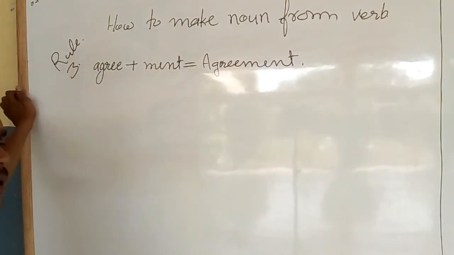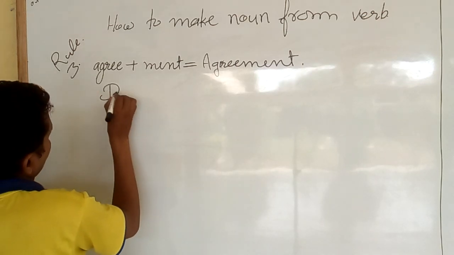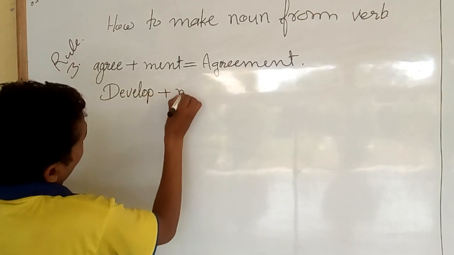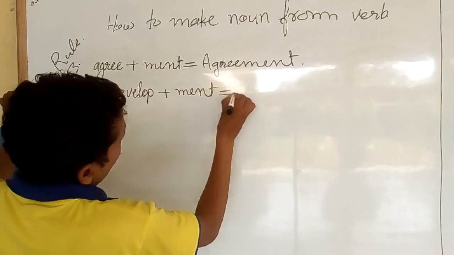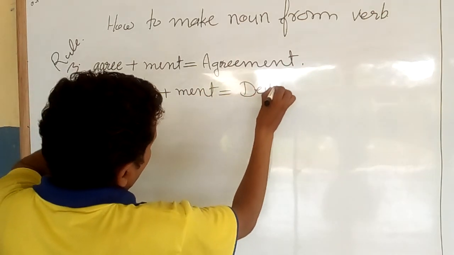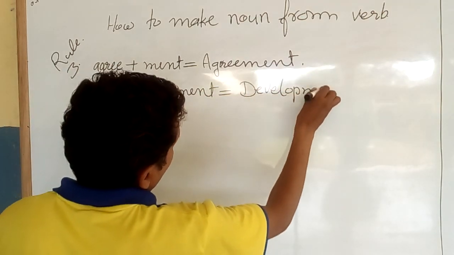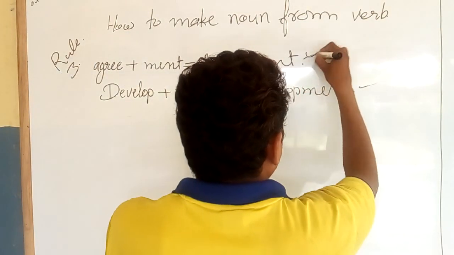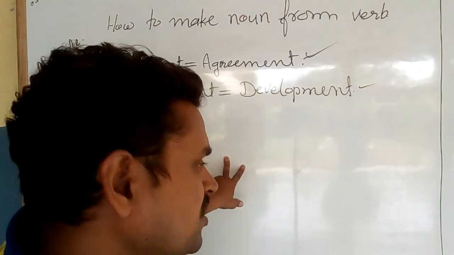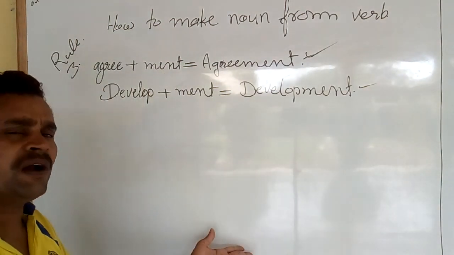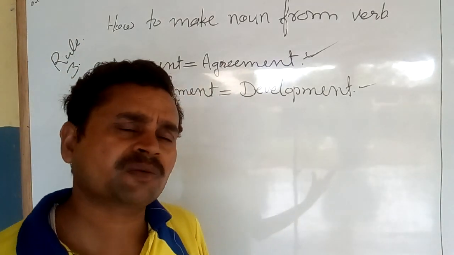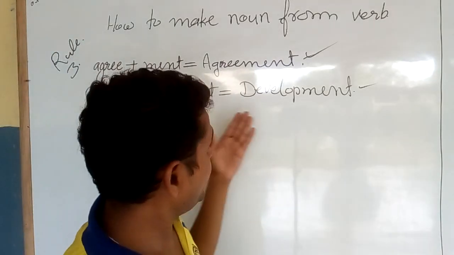Next, you can say a lot of words, you can understand. Develop, you can say that. Develop, and you can add -ment. It will be development. This is a noun. These all are nouns, forms of noun. Such kinds of words you can form yourself. You can take a lot of words from your books and you can add -ment.